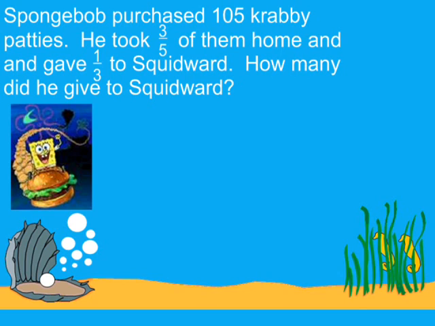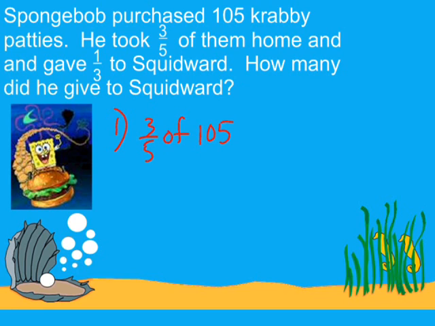Let's take a look at this. Spongebob purchased 105 Krabby Patties. He took 3/5 of the patties home, and then he gave 1/3 of those patties to Squidward. How many patties did he give to Squidward? Well, let's figure out how many patties he took home first. He took 3/5 of the 105 patties home.